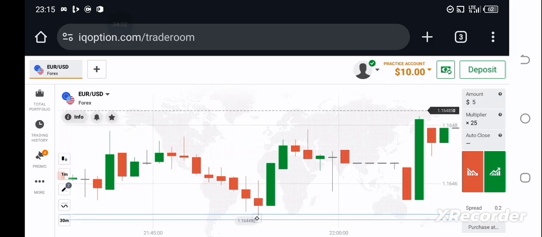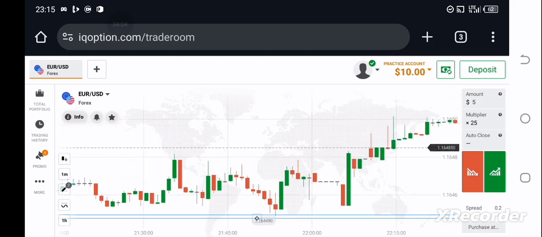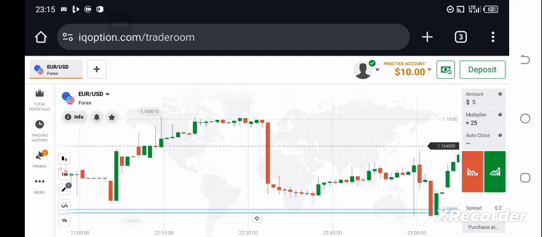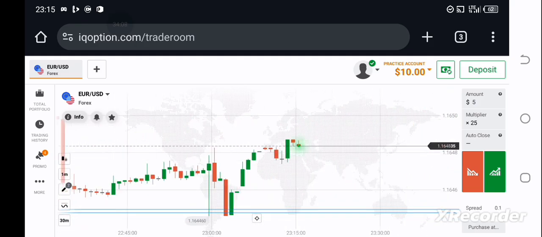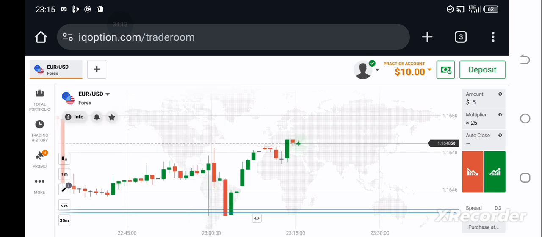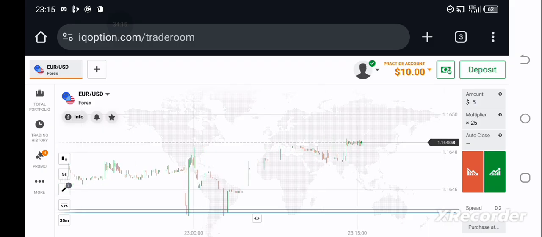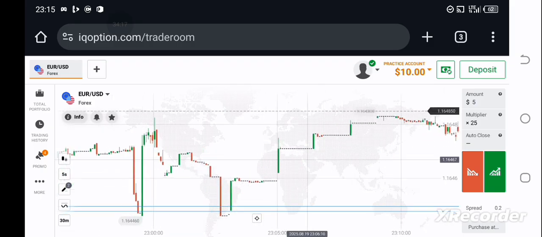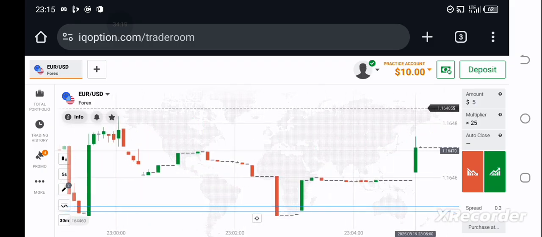You can see the market goes up. Okay, let me change here again to 5 seconds and see if there is a clear reversal signal there. I didn't use it because it's not really that clear. You can see so many doji.